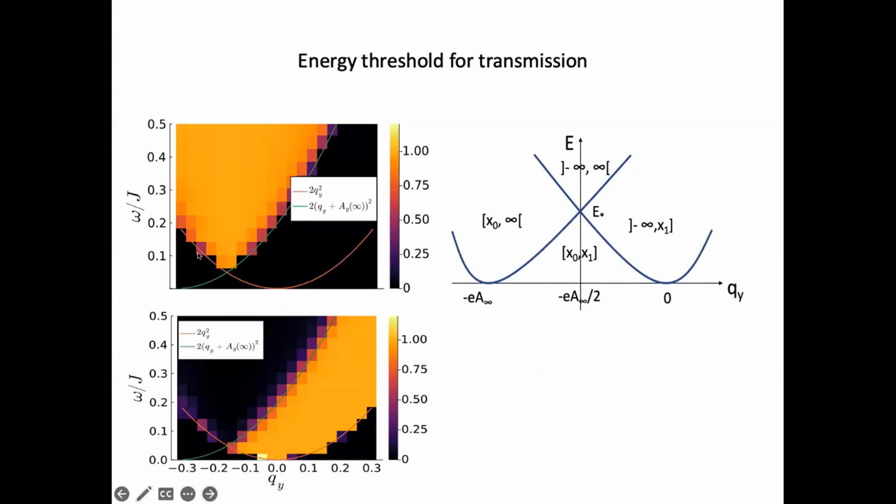You essentially have two regions of full reflection on the left and right, and above you have full transmission. The important thing to know is that you have an energy threshold E star based on your value for the magnetic field, below which you never have transmission.